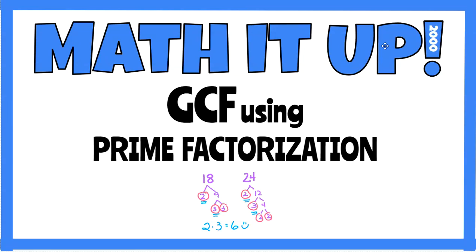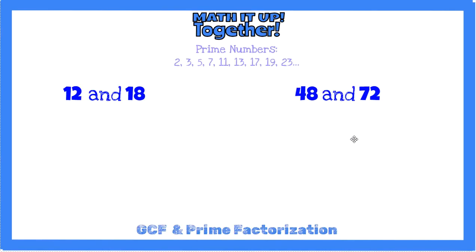Hello, mathletes. We are going to be covering greatest common factor, but this time we're going to be using prime factorization to find our GCF. And here we go. So, prime numbers are numbers that have factors that are 1 and themselves. There are no other numbers that will divide evenly into these numbers other than 1 and themselves.